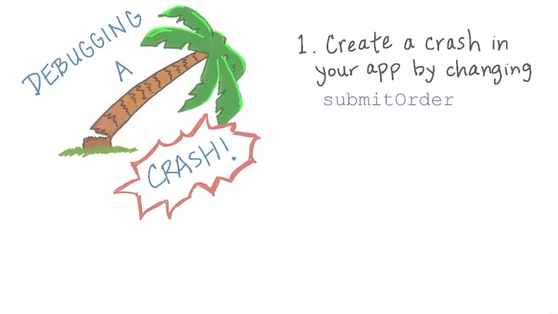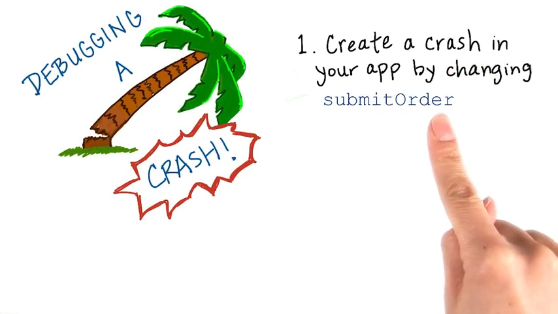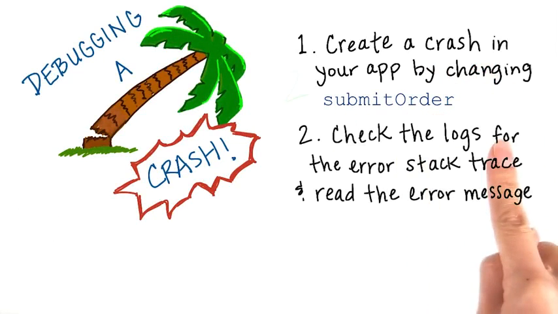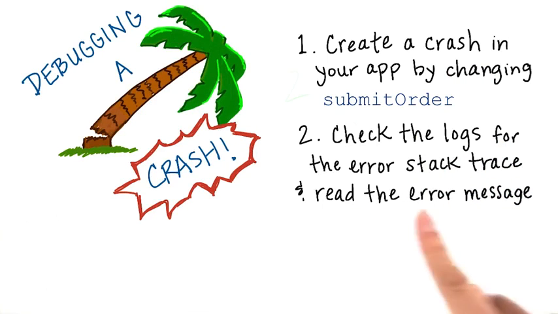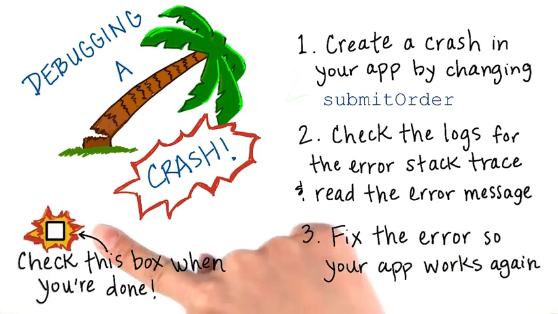Woohoo! Go ahead and try to create this crash in your app by changing the name of the submitOrder method. Then check the logs for the stack trace, and then read the error message carefully. Then go ahead and fix the error so that your app works again. Check this box when you're done.